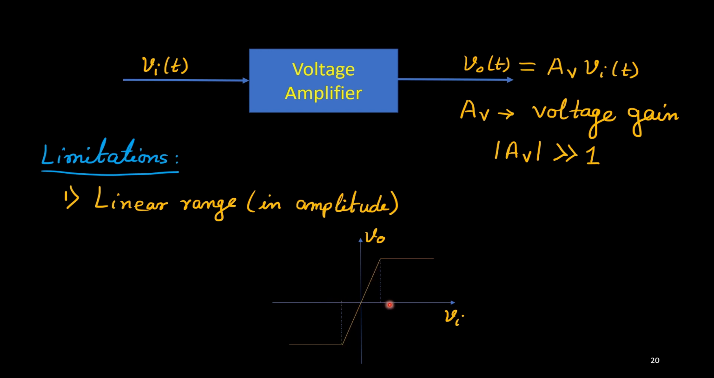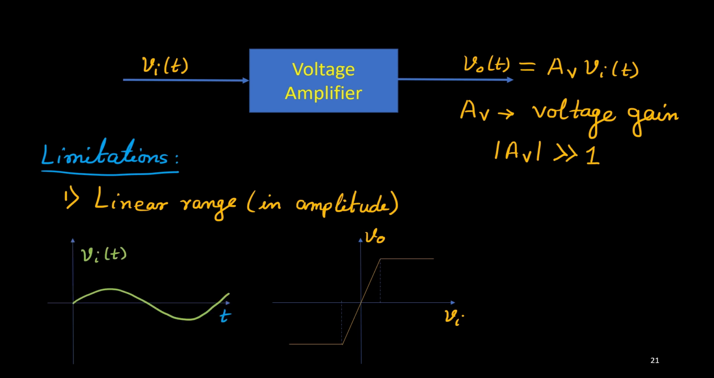This AV is the slope, this V0 upon Vi is constant, and I can consider it on both sides, negative side and positive side. But beyond a certain level, the output will saturate. Okay, so V0 is becoming constant though the input voltage is more. This is a limitation of a practical voltage amplifier. A practical voltage amplifier has a small linear range. Within that only, the signal should lie, then only you will get the complete amplification factor.